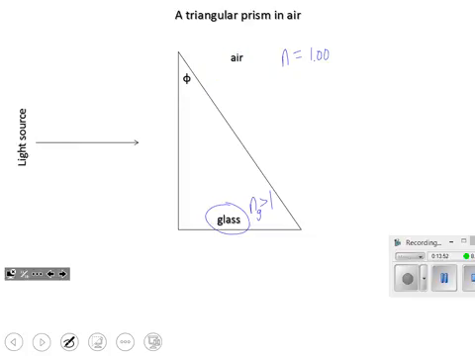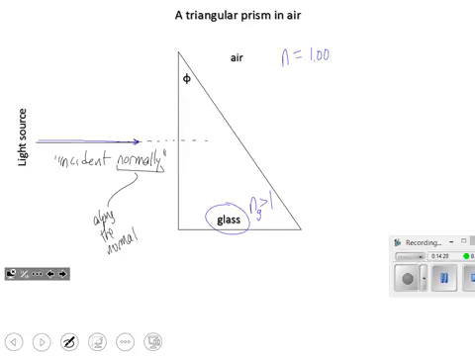So here's a ray of light moving at a speed that's pretty darn close to the vacuum speed of light, c. What happens when it encounters this boundary? Well, first of all, we say it's incident normally, along the normal.